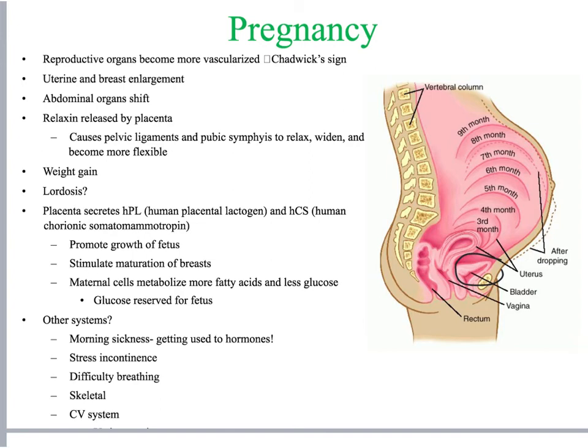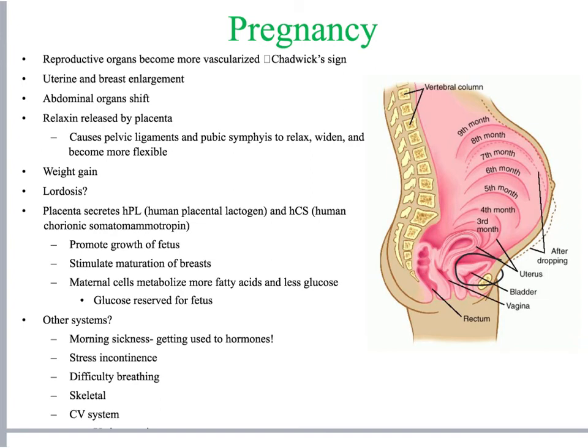There are also a couple other hormones secreted from the placenta called HPL and HCS, human placental lactogen and human chorionic somatomammotropin. These not only promote the growth of the fetus, they stimulate the breast to mature further, and they cause the mother's cells to metabolize more fatty acids and less glucose, giving the rich, wonderful glucose to the fetus itself.